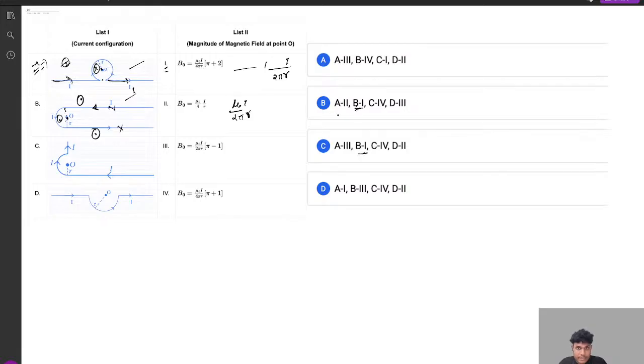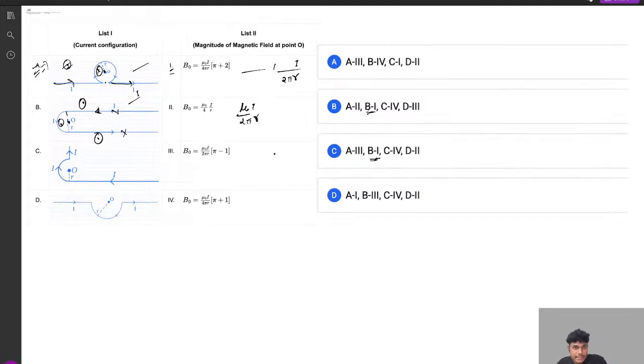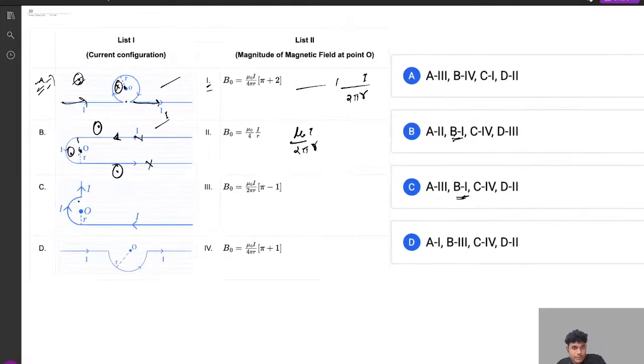So from the B or C options, one is correct from both the options. Let's see further. Now for the C option.